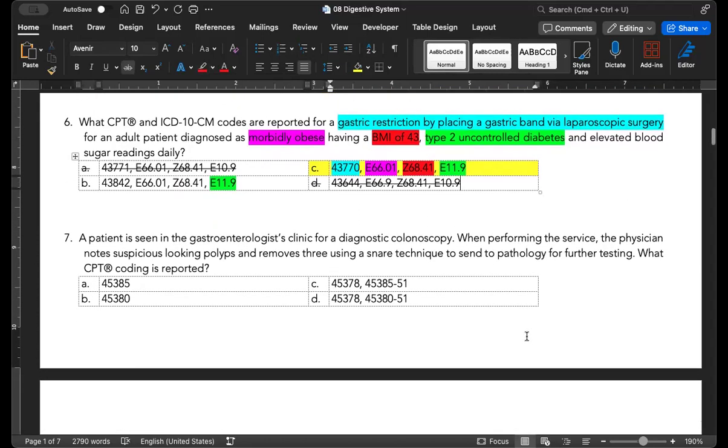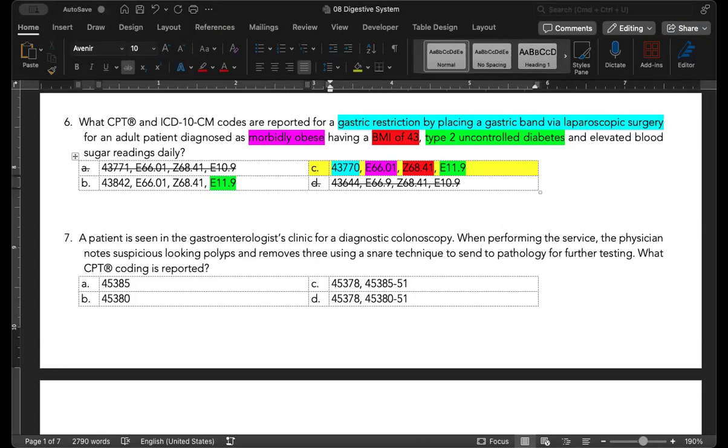All right, let's go through this last one real quick, number 7. We've got a patient seen in your gastroenterologist clinic for a diagnostic colonoscopy. While performing the service, the physician notes a suspicious looking polyp and removes 3 using a snare technique, and they sent those to pathology for further testing.